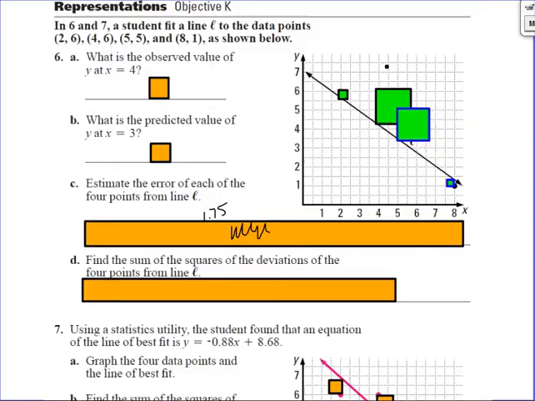Alright, on the back, we have these 4 points, and we have a student who fit a line L to the data points, and it's shown below. Right now you can just ignore these green lines, and we'll come back and talk about those. What is the observed value of y at x equals 4? Okay, so the observed value is important. Observed means the data point. So when x equals 4, y equals 6.